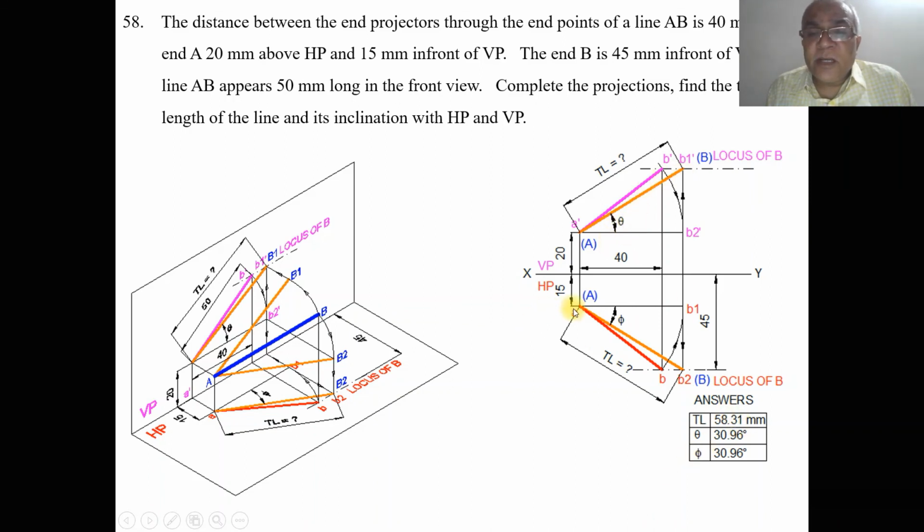Similarly, using the protractor in the top view with A as center, measure the angle with respect to the horizontal, the true inclination with respect to VP, phi, which is also equal to 30.96. When you do it manually, it will be 31, and when you do it on the computer, it will be 30.96. Both have the same value. So this is how you analyze and draw the solution in the sketchbook. Thank you.